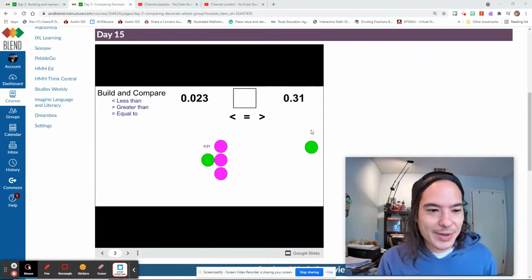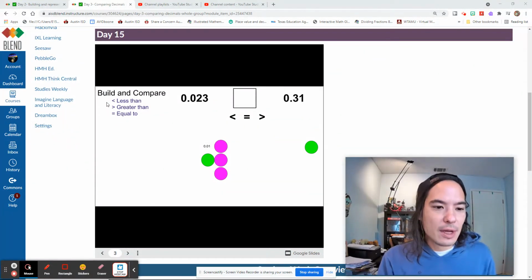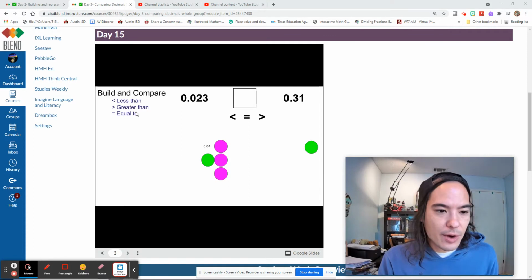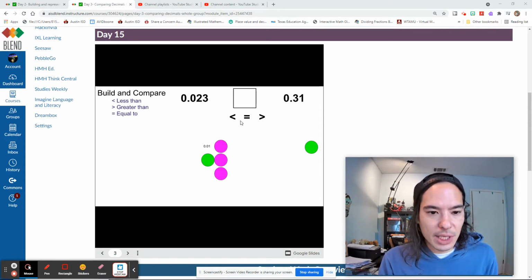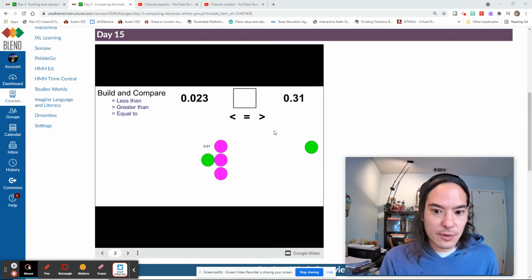Welcome back again. So let's pick up where we left off. Remember, we have less than, greater than, or equal to signs, and then we are trying to make it eat the biggest number. One of the things they're going to do right now is kind of show you different ways of looking at it.